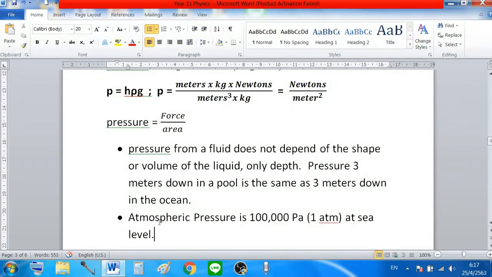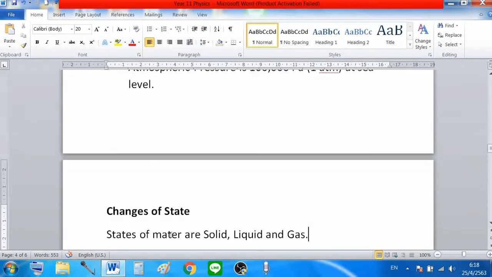And then when we talk about atmospheric pressure, the pressure from the atmosphere, atmospheric pressure is roughly equivalent to 100,000 pascals, and we also call that 1 ATM, or 1 atmosphere, at sea level. If you go up to the top of Mount Everest, it's about half of that. It also is a little bit dependent on temperature and humidity. Atmospheric pressure, 100,000 pascals.